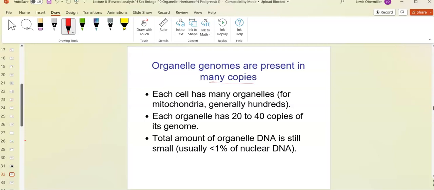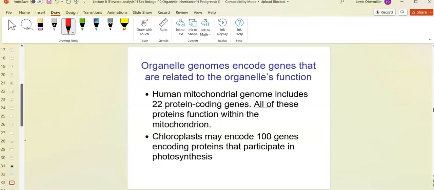Each organelle has 20 to 40 copies of its genome. It's still relatively small, right? Less than 1% of nuclear DNA, even if we add up all the organelles together in a single cell. And the genomes encode genes that are related to that particular organelle's function. So if we look at the human mitochondrial genome, there are 22 protein coding genes in all of that genome. All of those genes function to do things in the mitochondria, right?